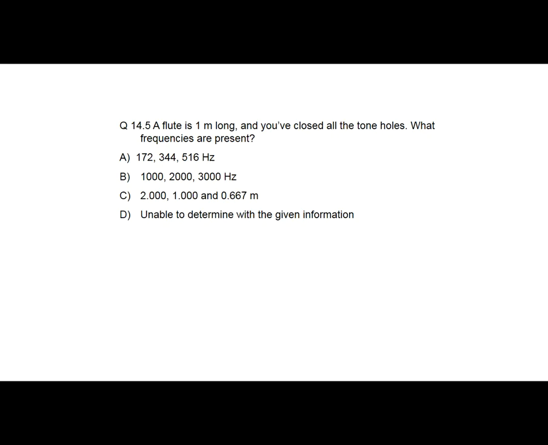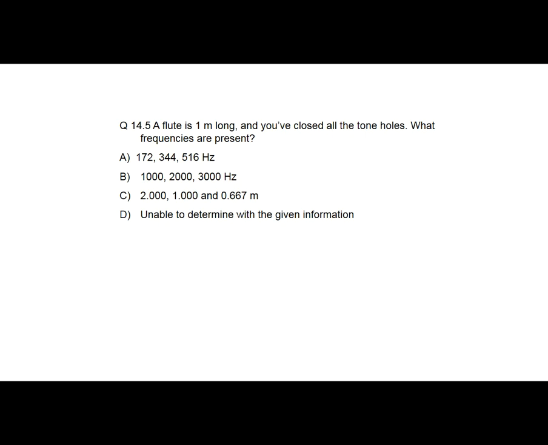All right, so let's suppose that we have a flute that's 1 meter long, and you've closed all the tone holes. We'll talk about tone holes in a bit, but what frequencies are present? Well, this is just a cylinder 1 meter long, and a flute, if you remember, is a pipe that's open at both ends. That's because the air is able to equalize the pressure on both sides of this tube. So go ahead and try this out here.